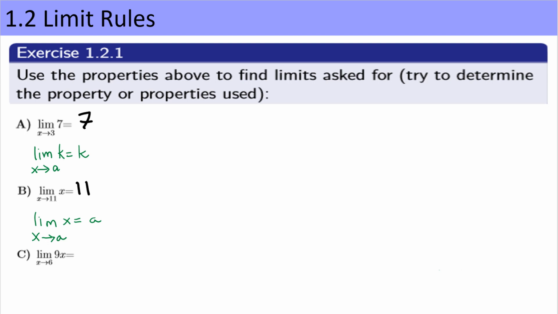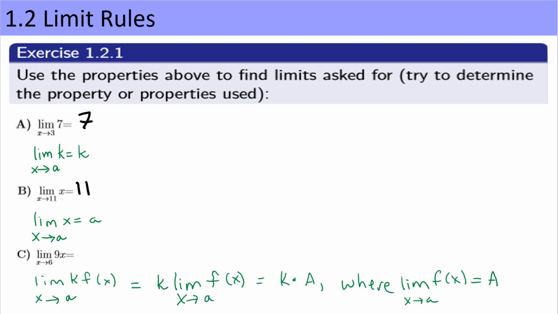And finally, part C, the limit as x approaches 6 of 9x. We're going to use the constant times a function property, and so let's go through each of the steps. That property states that the limit as x approaches a of k times f of x is equal to k times the limit as x approaches a of f of x. So let's rewrite this, bringing the constant outside, 9 times the limit as x approaches 6 of x.